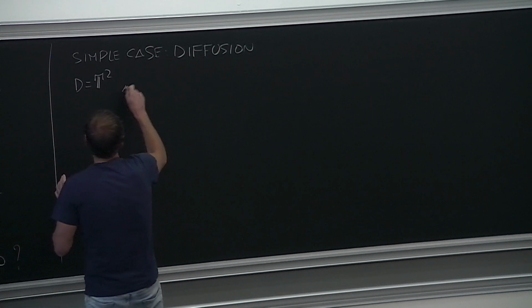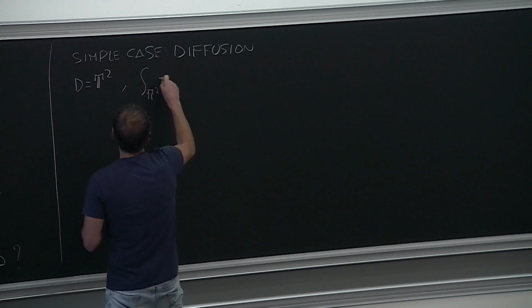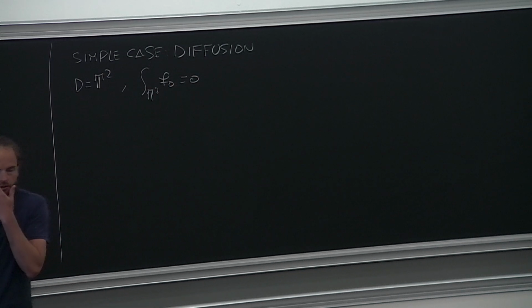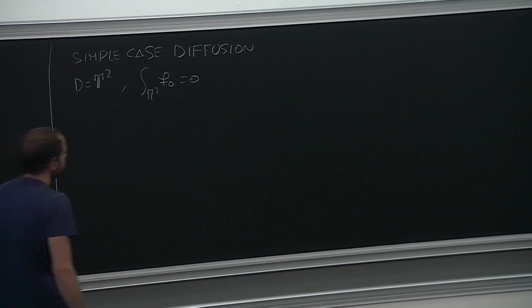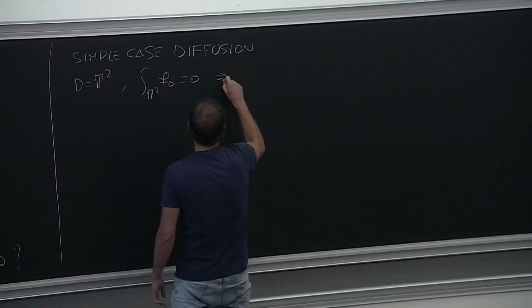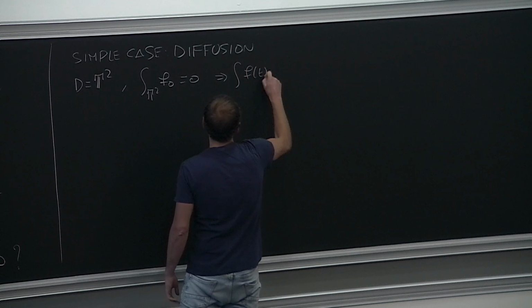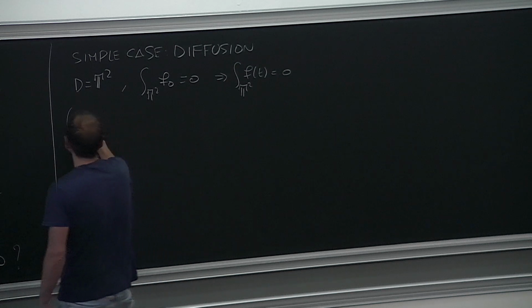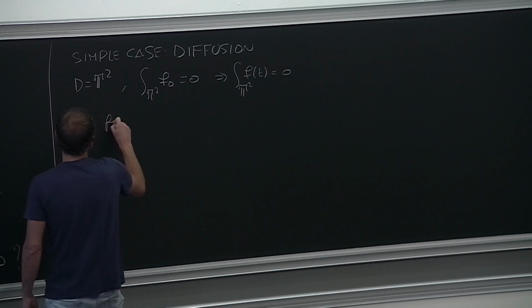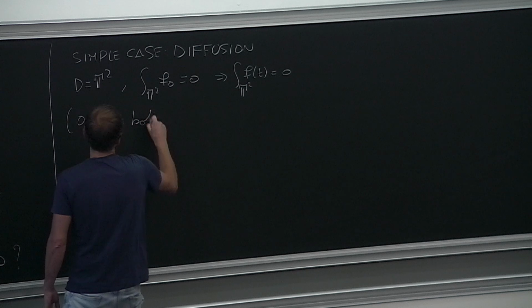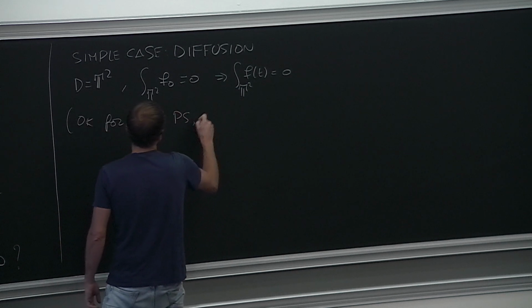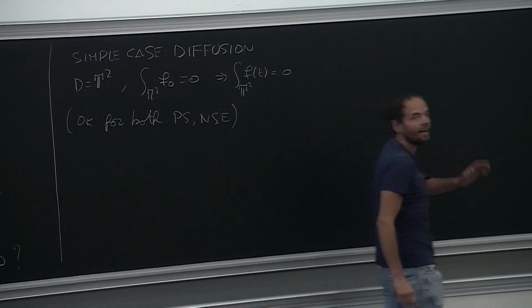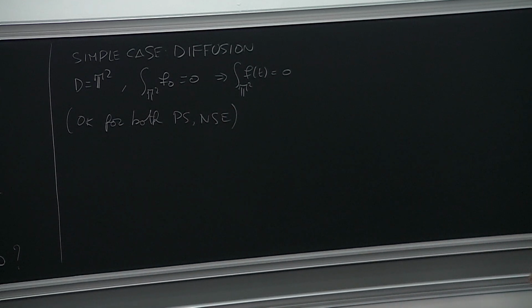So I will assume that the initial datum has 0 average initially. And this, by the way, implies that f of t is also 0. And this is okay for both passive scalar and Navier-Stokes. So I'll write f, but omega is the same. You'll see by the computation.